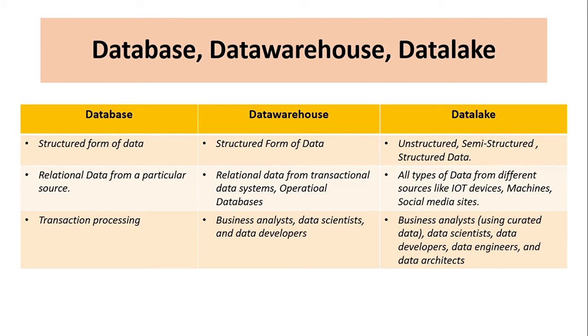Transactional means, suppose you are using an ATM card, so that is also data that will come up. Operational means anything you are buying, any process that is happening, that kind of data. Okay, all types of data from different sources, like IoT devices, machines, social media sites. IoT devices, like artificial intelligence based devices. From those devices you're getting data, which will of course be raw data, semi-structured or unstructured data. That could never be structured data. There's no way of arranging it.